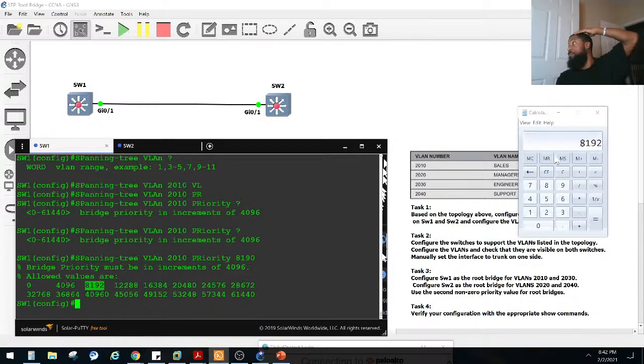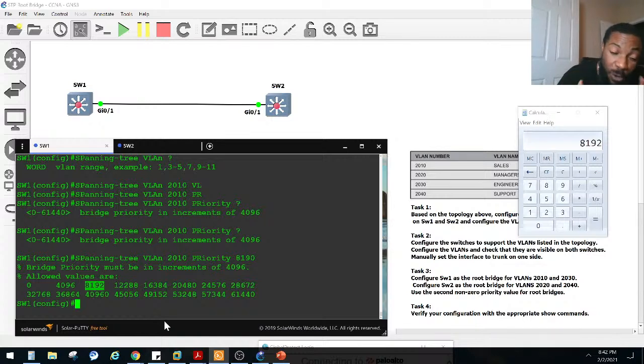Y'all see that? Y'all get that? 4096 and double it. That is correct, Danny. Except, yes, you corrected yourself. I caught that too. Fat Finger Squad in the building. But yes, the second non-zero will be 8192.